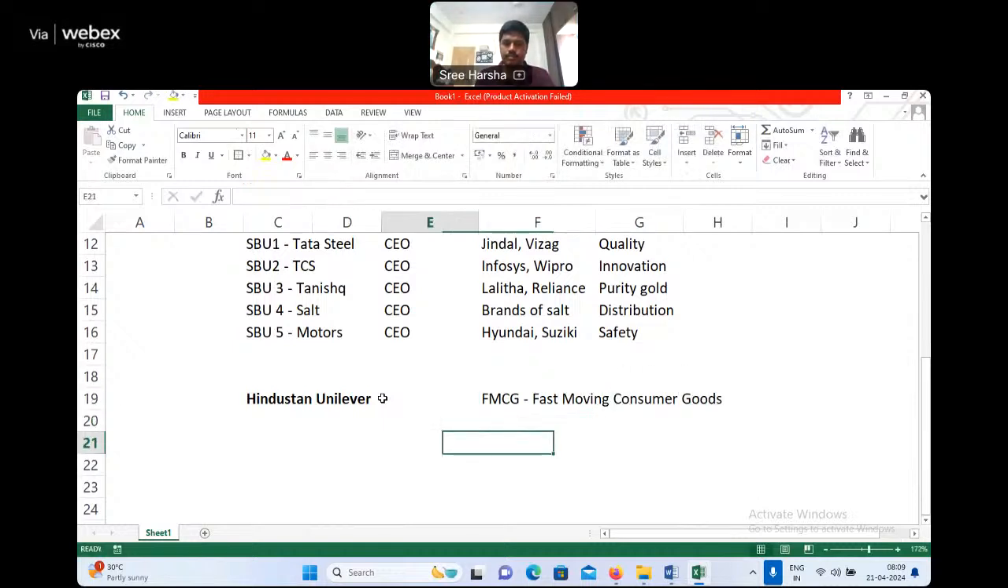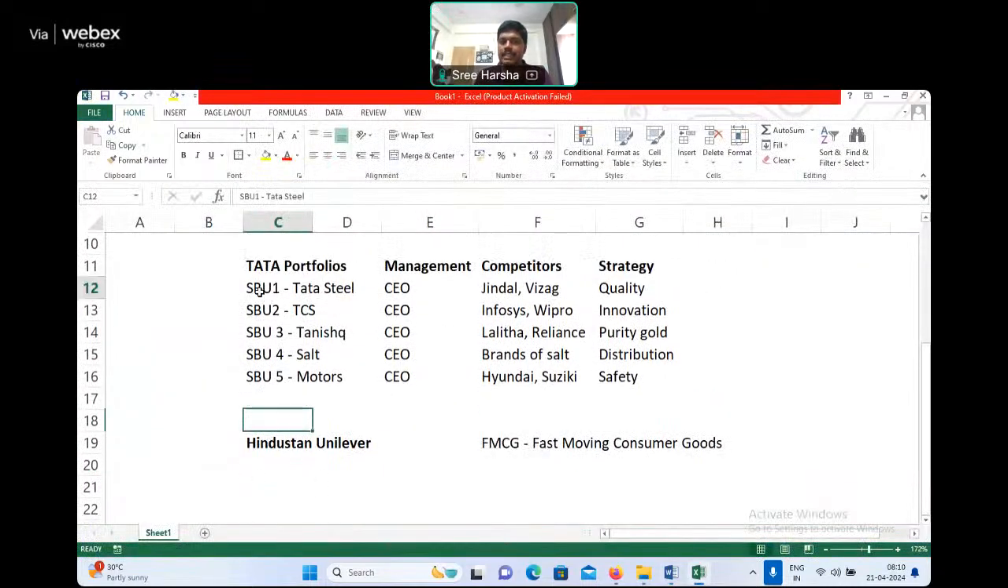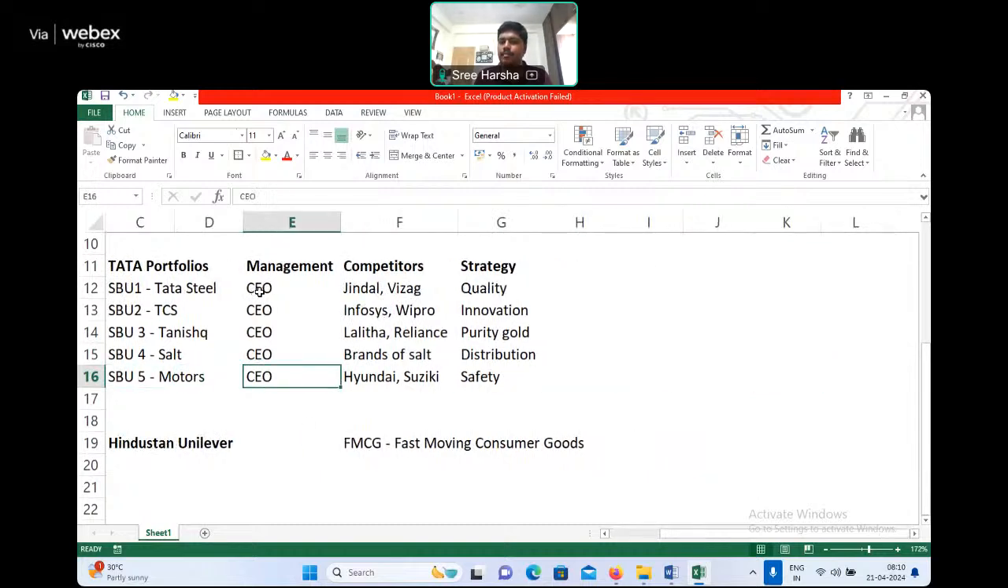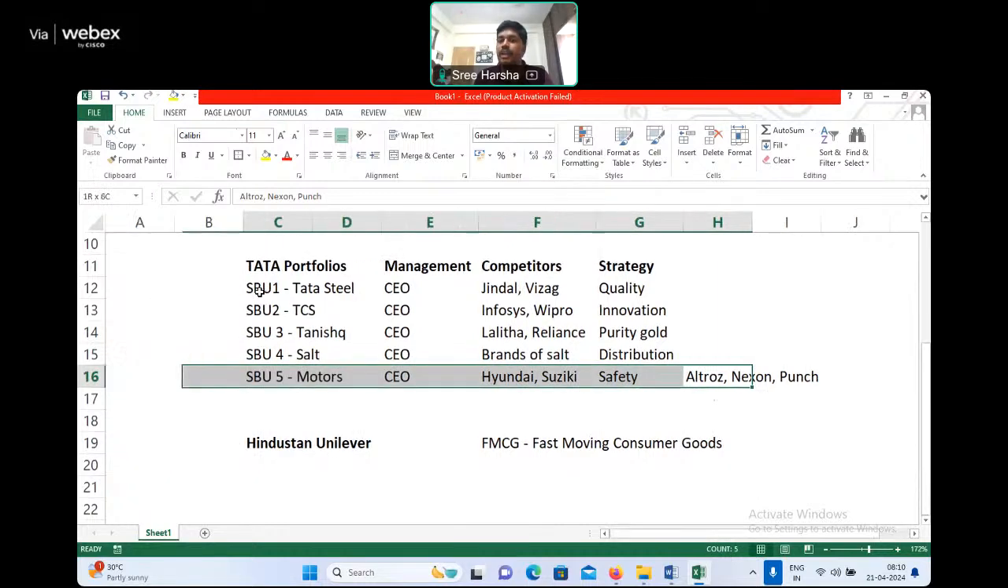So here, what I mean to say is, in each SBU, it need not be that there should be a single product. There can be multiple products. For example, in Tata Motors, it is not one single Tata car. There are multiple Tata cars. There is something called Tata Altroz, Tata Nexon, Tata Punch. There are multiple brands, multiple products can be there.